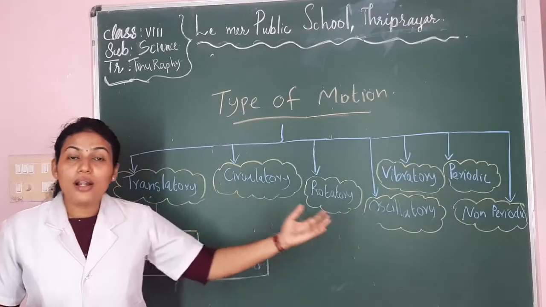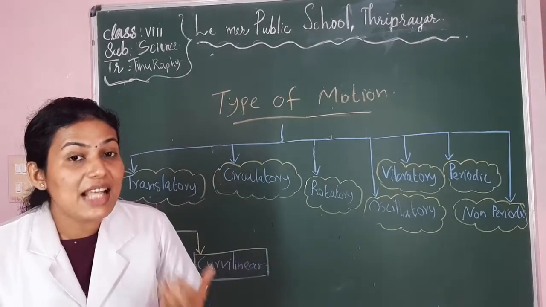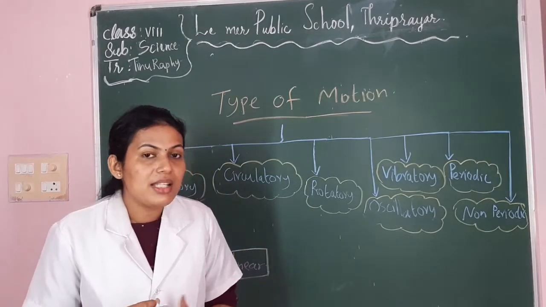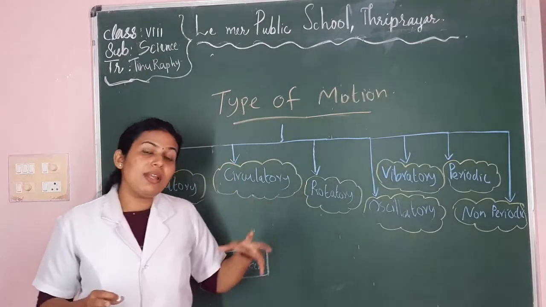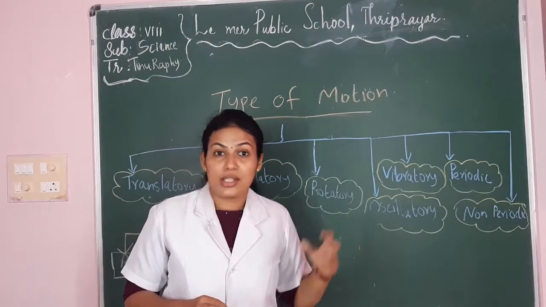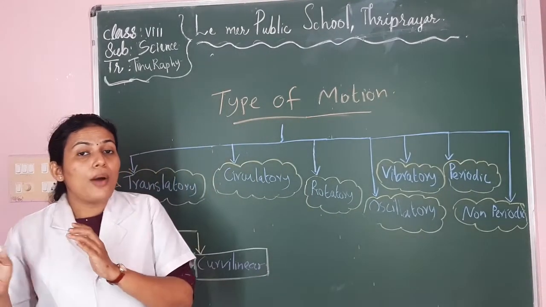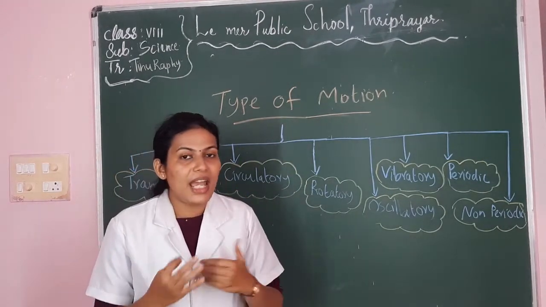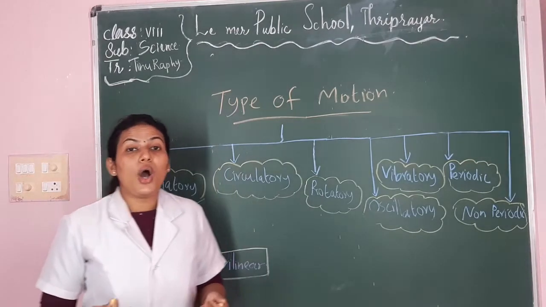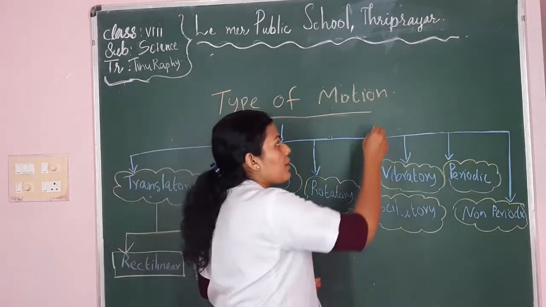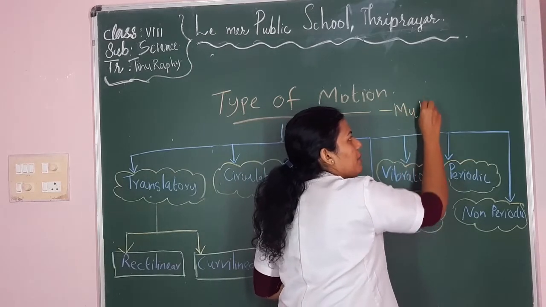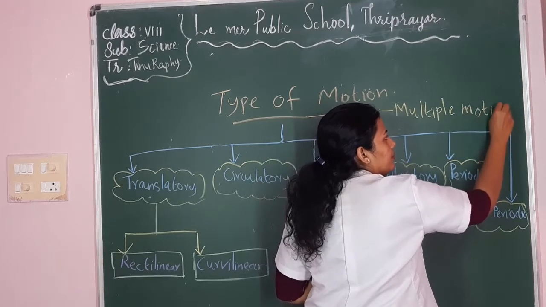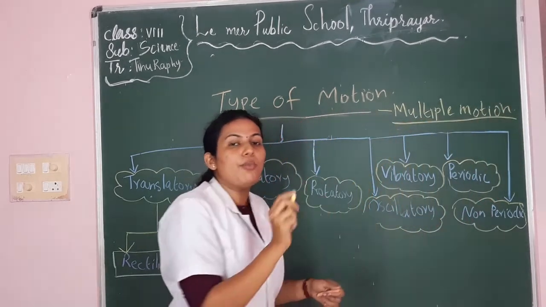So while learning all these types of motions, the teacher told examples for each type, isn't it? While explaining the examples, in certain cases the teacher told similar examples for different motions. That is because when an object moves, it shows different types of motions at the same time. That is because all objects show multiple motion. What is this multiple motion?